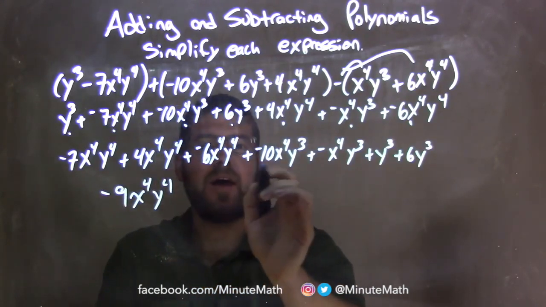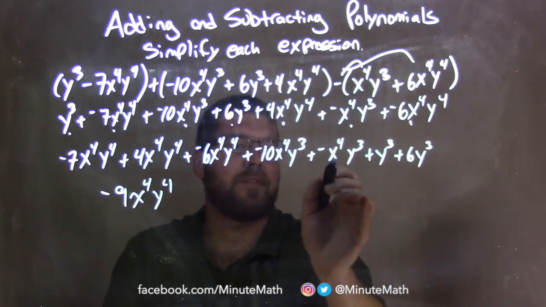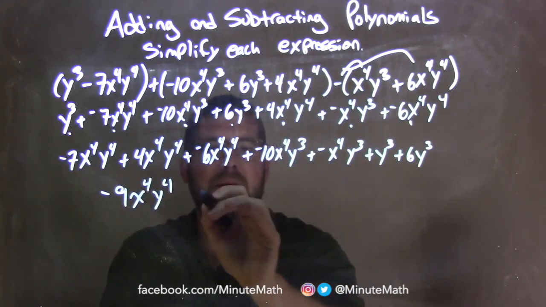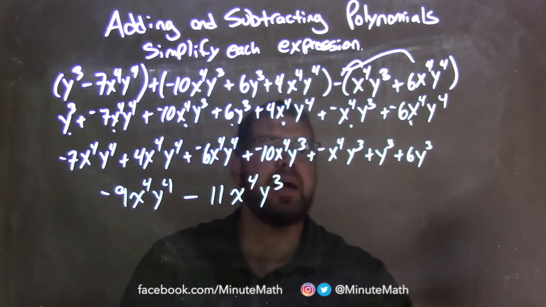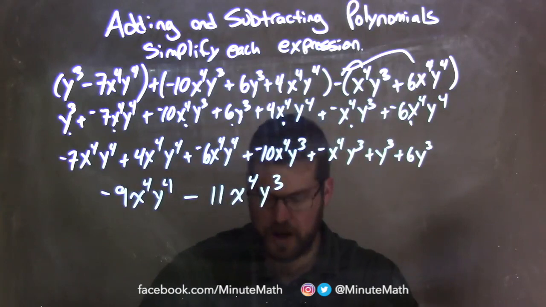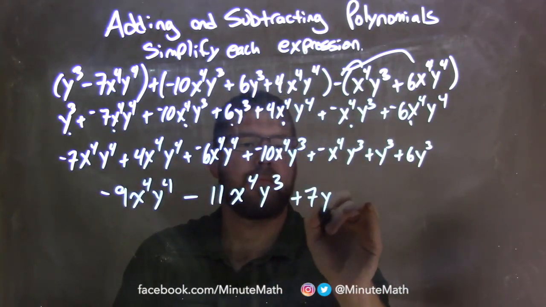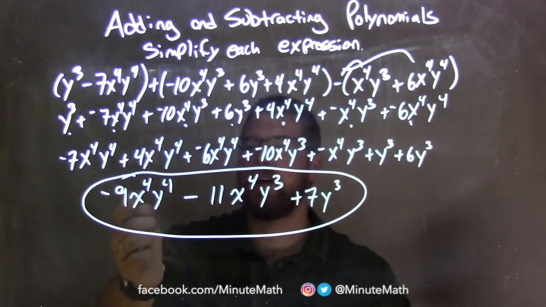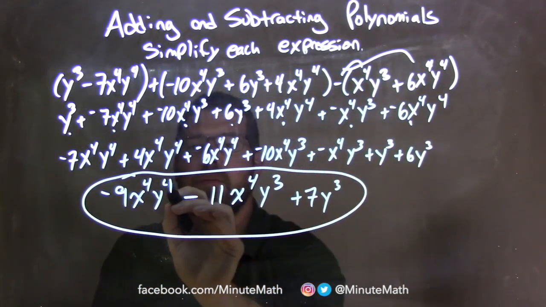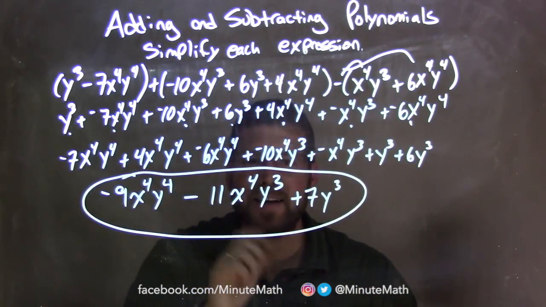Then I have my other like terms. So negative 10x to the fourth y to the third and the negative x to the fourth y to the third combine to be a negative 11x to the fourth y to the third. And then lastly, we have just our y's left over. Y to the third plus 6y to the third is 7y to the third. And there we have it. We have our final answer, which is negative 9x to the fourth y to the fourth, minus 11x to the fourth y to the third, plus 7y to the third.